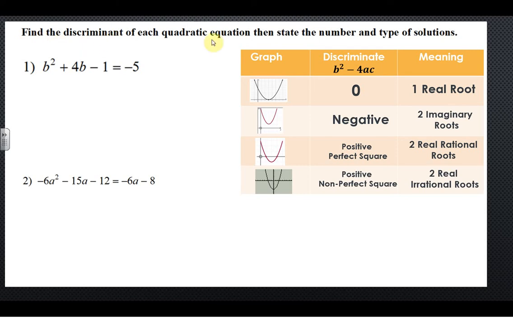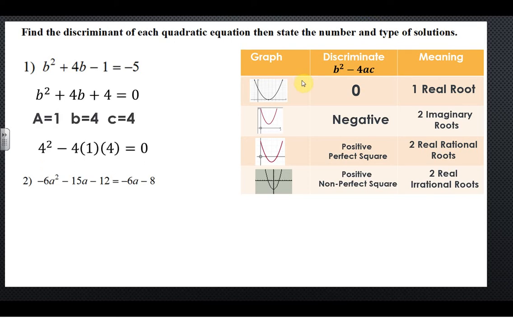Find the discriminant of each quadratic equation, then state the number and types of solutions. This is kind of a faster way than doing the quadratic formula. You still need your a, b, and c, but all you're going to do is b squared minus 4ac, the part underneath the radical. Because you got 0, 0 means one real root. That's all you have to be able to do: find your discriminant, look at the answer, and then tell what type of roots will happen.